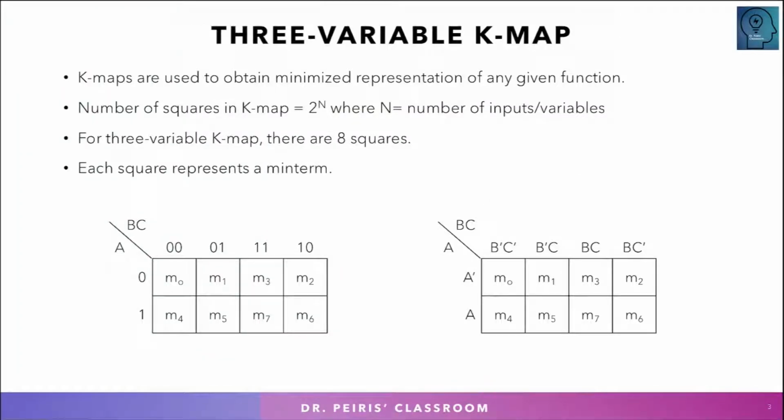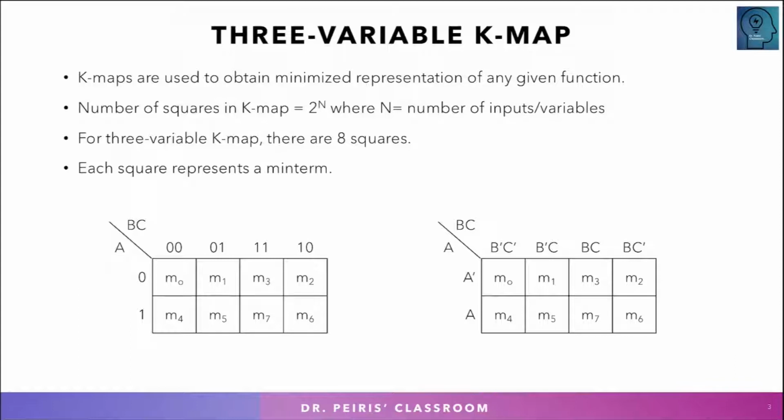So what is a 3-variable K-map? And why do we use the 3-variable K-maps? Basically, K-maps are used to obtain the minimized representation of any given function, which means you can obtain the same output with the minimum number of gates. So that's the basic idea of doing the K-maps.